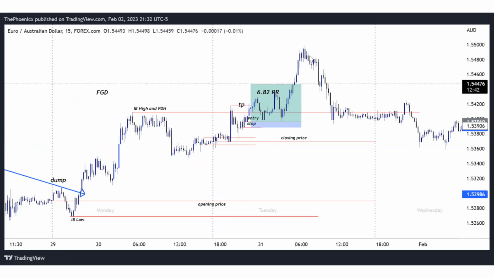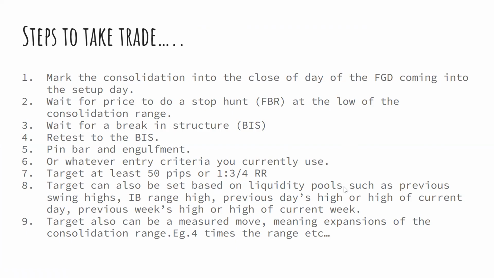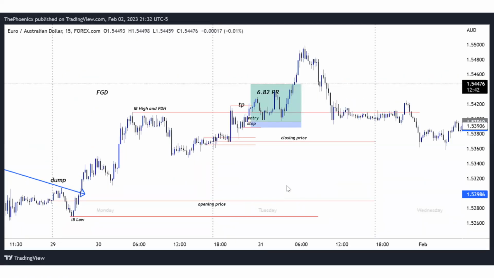Now, here are some examples of how you can apply that to your charts. So we had a dump day the previous day here. We had a first green day setup, well, signal day that occurred here. We had the opening price, we had the closing price right here. We had the initial balance low and the initial balance high marked. And so what happened? Price closed above its opening price on this day. So this was a signal after the dump day for a first green day.